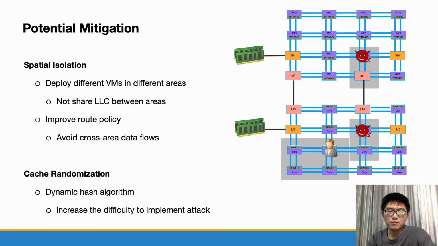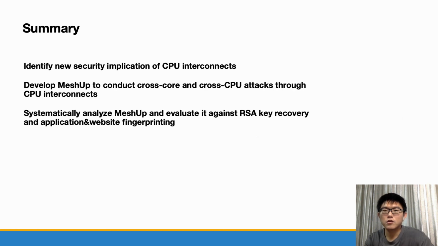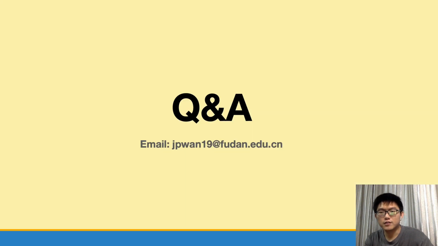To conclude, firstly, we identify a new security implication of CPU interconnects. Secondly, we develop MeshUp to conduct cross-core and cross-CPU cache side channel attacks through CPU interconnects. Thirdly, we systematically analyze MeshUp and evaluate it against RSA key recovery and application and website fingerprinting. Thank you for listening. Any questions?